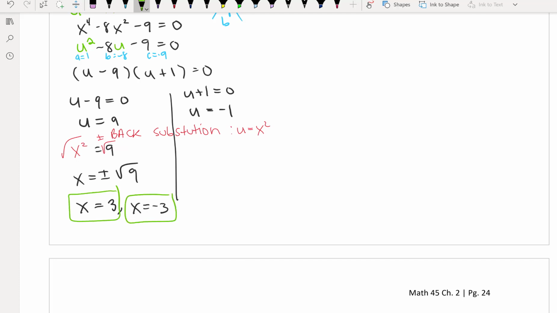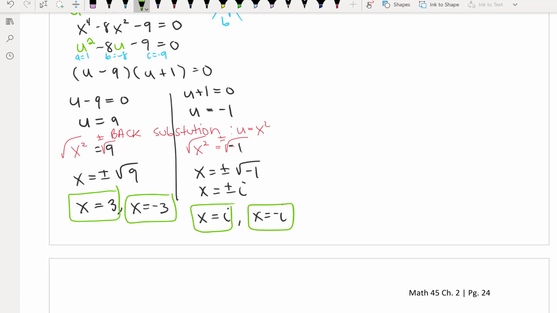And I'm not done. I still have that u is equal to a negative 1. Doing our back substitution, that u is really x squared, and it's equal to a negative 1. To undo this, I am going to square root both sides, and don't forget the plus or minus. So now I have that x is equal to plus or minus the square root of negative 1. Well, I know that's just plus or minus i. So x is equal to a positive i, and x is equal to a negative i.